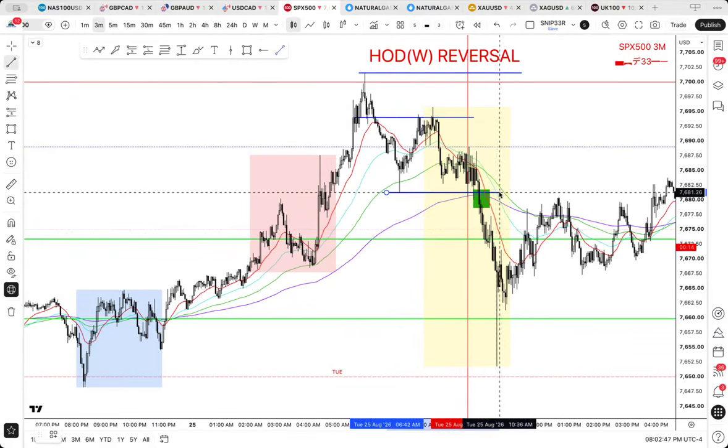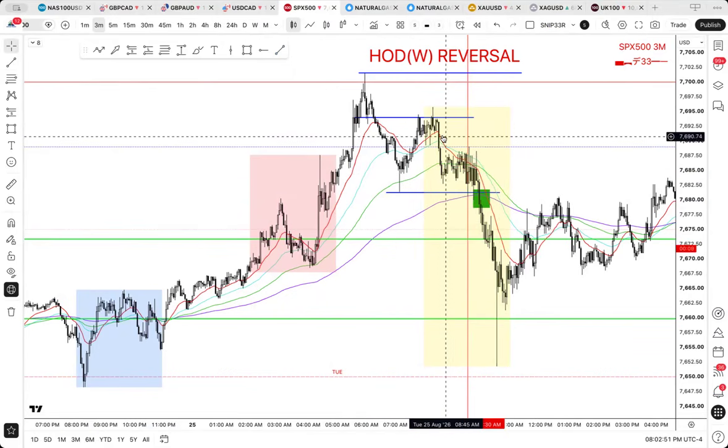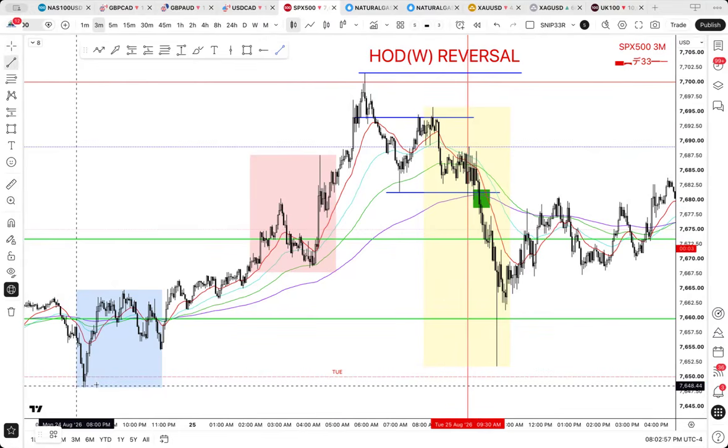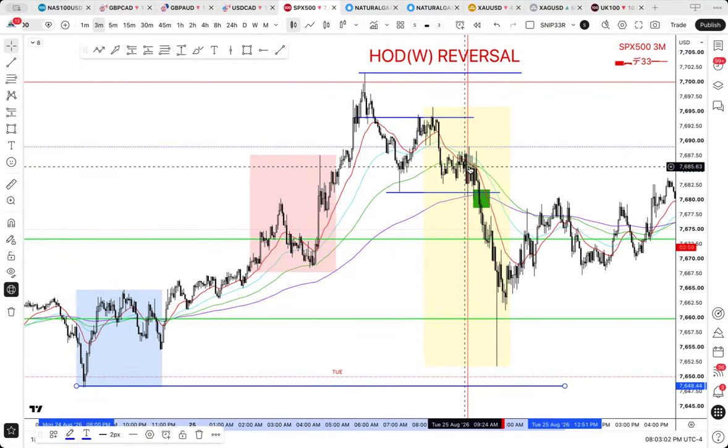I do not need 50% consequent encroachment levels of these wicks. I do not need gaps or blocks. All I need is the high and low of the day. I'm at the high of the week, time, and price. So we're in between the 00 and 75 quadrant. Yes, this is only a nail and bail opportunity back to the closing price.